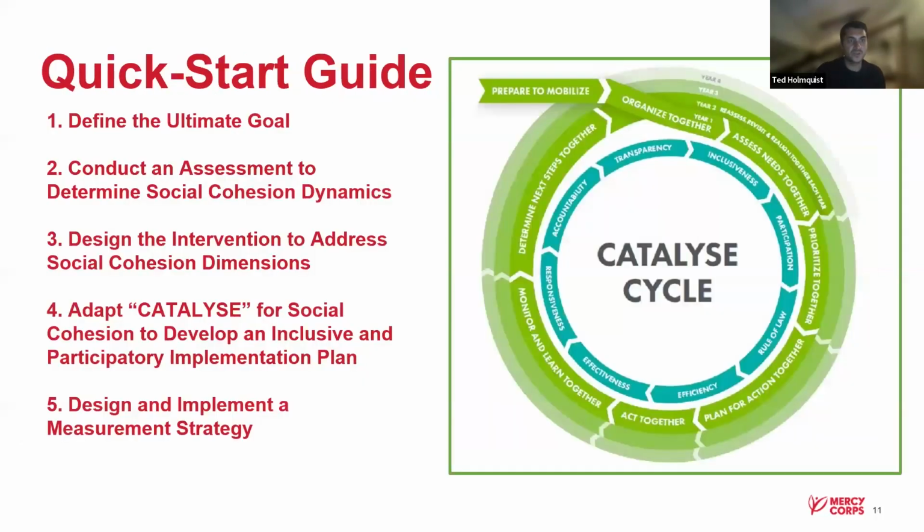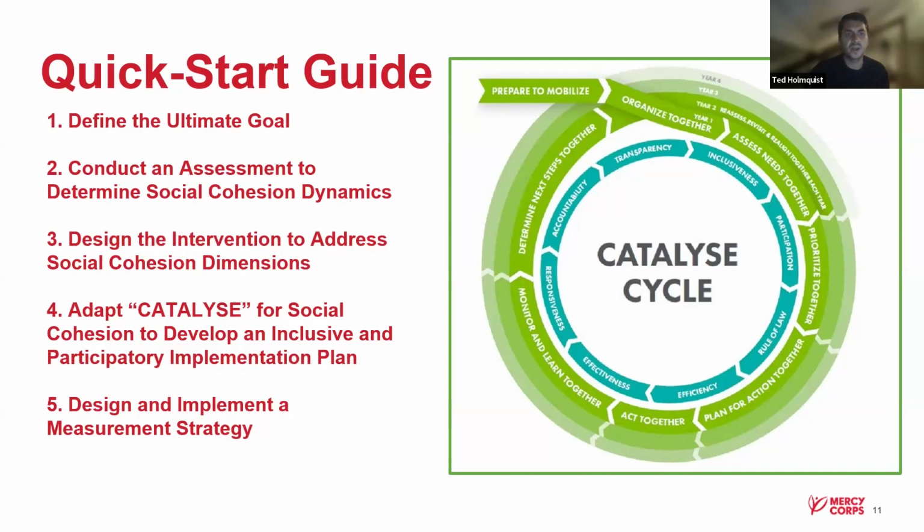Moving forward, just to finish a little bit on the handbook and what it contains, one of the items in there that's really intended to guide practitioners is a quick start guide that goes through 5 steps. Define the ultimate goal; conduct an assessment to determine social cohesion dynamics; design the intervention to address those dynamics, adapt, catalyze, which I'll get into for the social cohesion programs; and then design and implement your measurement strategy, for which you can use the previous toolkit I mentioned.